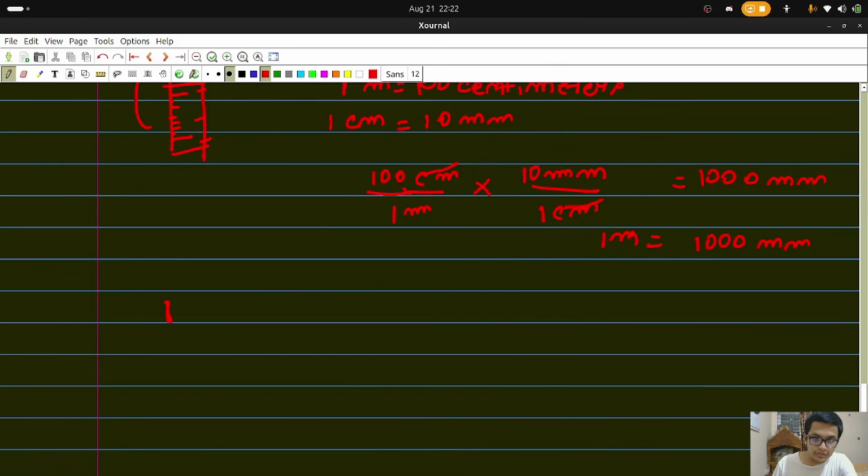This starts with 0, and then 1, 2, 3, 4, 5, 6, 7, 8, 9, 10. Okay, this is a limited, small part of a ruler. So now you can ask me, what are these small lines? What do they mean? They're actually the smallest divisions.